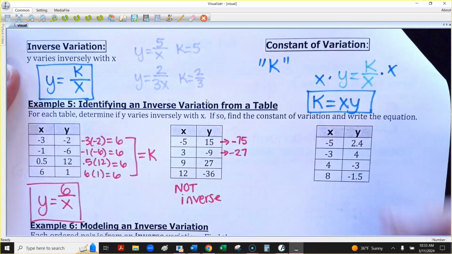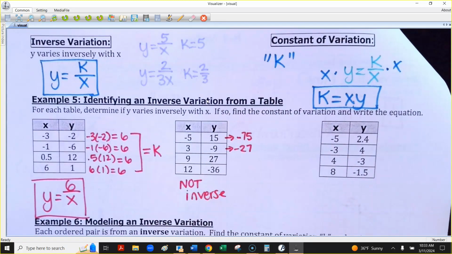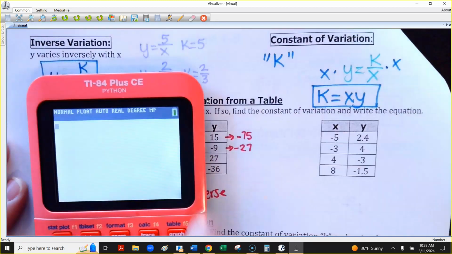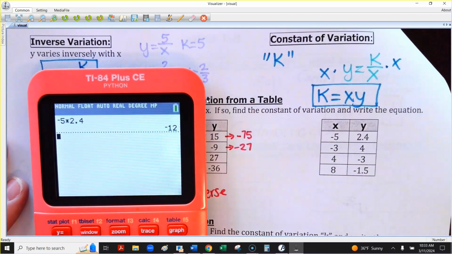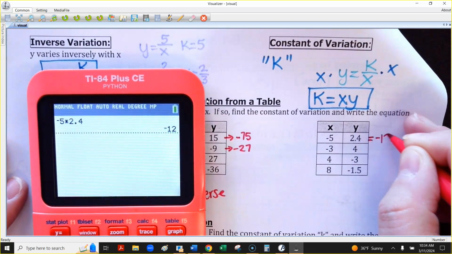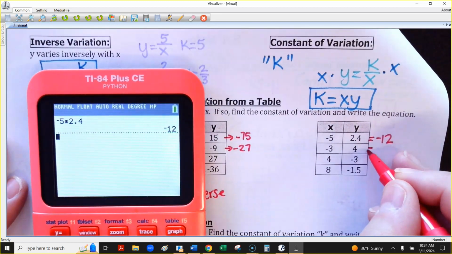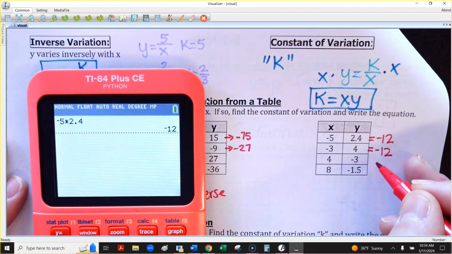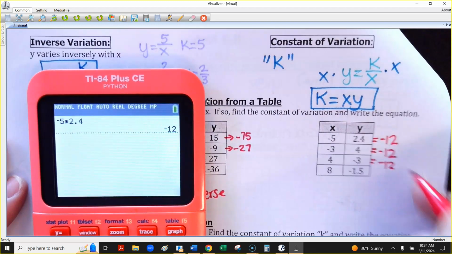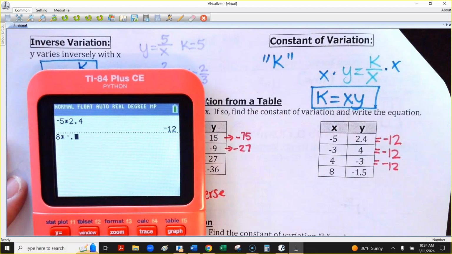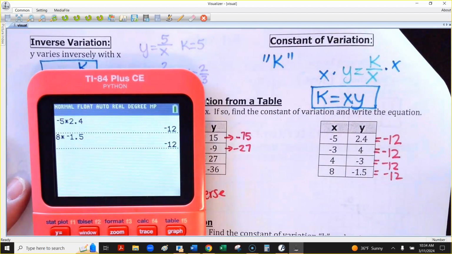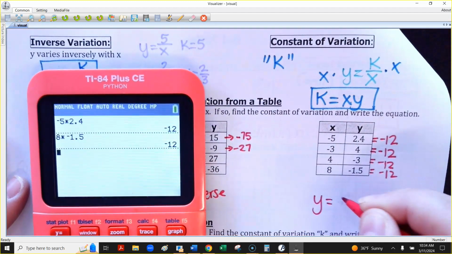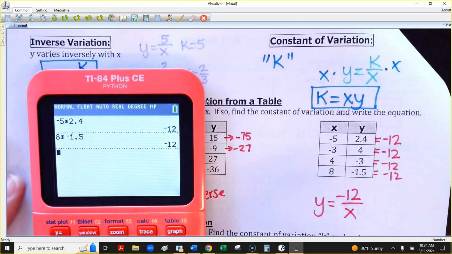All right, if I come over, I'm going to have to grab my calculator. Sorry, I should probably do it by hand, but I'm being lazy. Okay, so if I do -5 times 2.4, this is -12. -3 times 4 is -12. 4 times -3 is -12, and 8 times -1.5. You have to check all of them. If one of them is not like the others, then you're done. These are all equal to -12, though, if I multiply. So this would be y equals -12 over x.